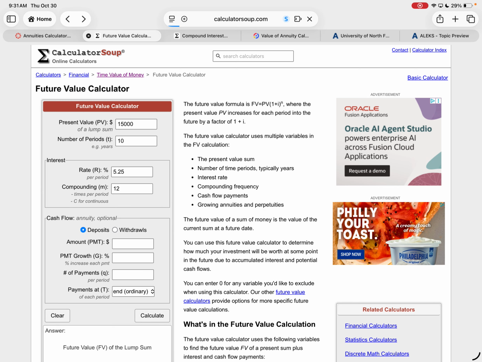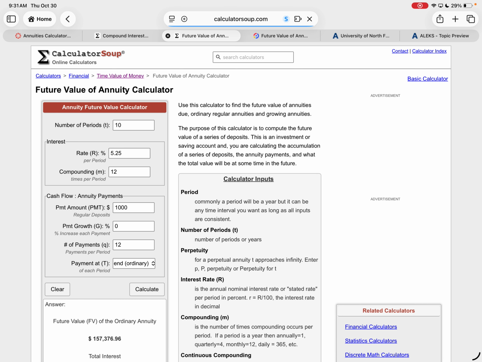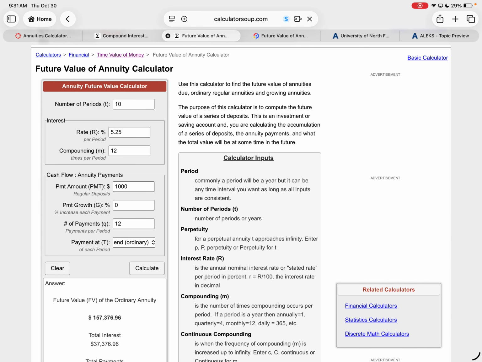This is not the one I was using. Sorry. Let me just go back to Canvas, make sure I use the right one. All right. So the hard thing about this one is you have the number of periods. That's always going to be your years. That's how many years you're doing it. And then you have how many times it's compounded. The rate's obviously easy.